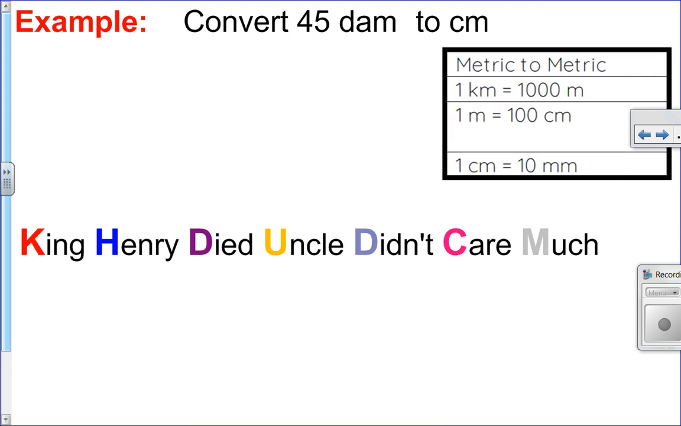Let's try another one. I want to convert 45 decameters to centimeters. Now, I don't have any conversion statements for that, so I need to go to my little mnemonic device. So the first D stands for decameters.